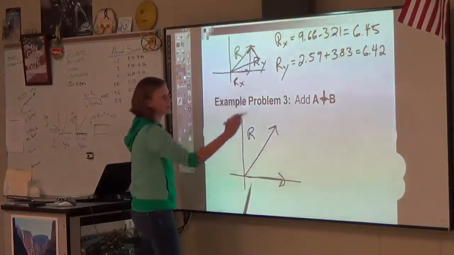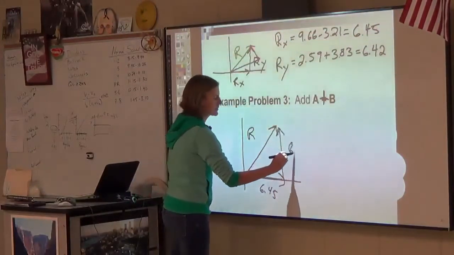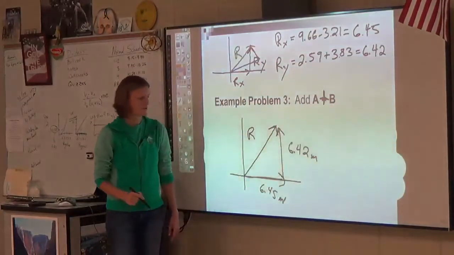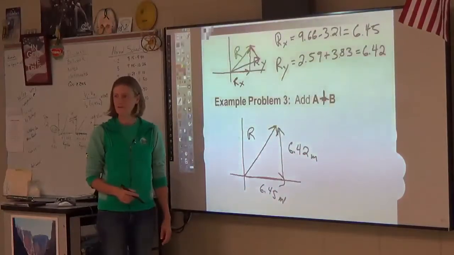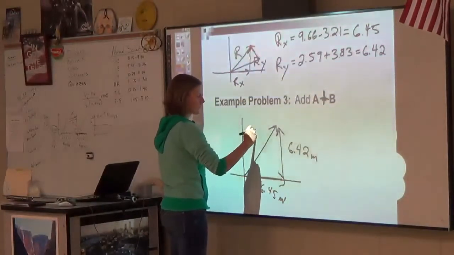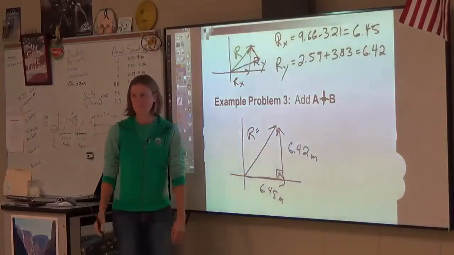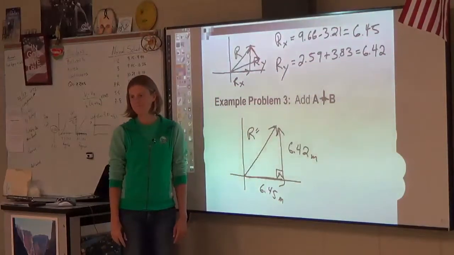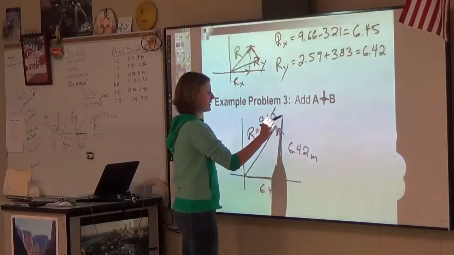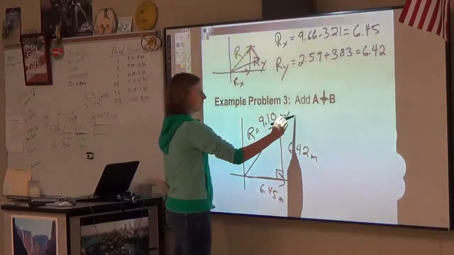I figured out what Rx is, 6.45, and Ry, 6.42 meters. So I still need the answer. Okay, Pythagorean Theorem. Do your 6.45 squared plus 6.42 squared, square root that, and we get something. What is it? Okay. Sorry, let's put our unit in there, meters.